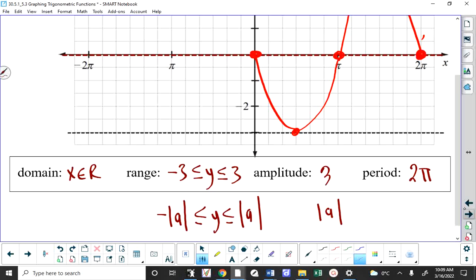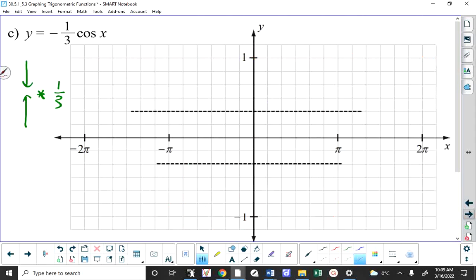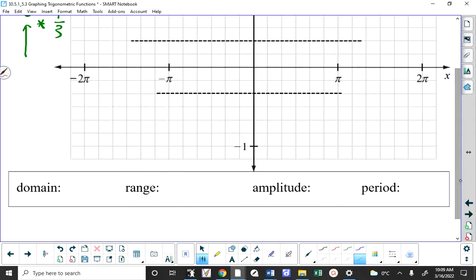We shouldn't need to sketch this every time. And I can see that many of you have already filled this in. By the way, I would encourage you, if you want, to sketch them on your calculator later to confirm these if you're a little confused. But I think this is pretty straightforward. The domain will be any real number. The range will be -1/3 to +1/3. The amplitude is 1/3. The period is 2 pi.